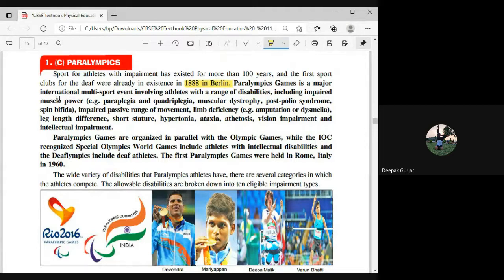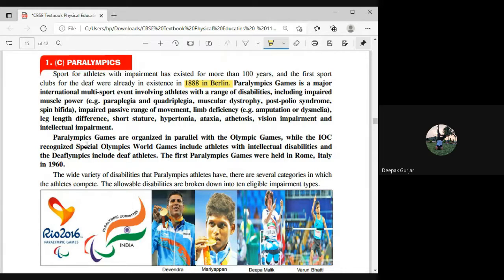These include muscle power deficiencies, difficulties in walking, paraplegia, quadriplegia, muscular dystrophy, post-polio syndrome, spina bifida, impaired passive range of movement, limb problems, amputation, dyslexia, leg length difference, shorter stature, hypertonia, ataxia, athetosis, vision impairment, and intellectual impairment. Those who have these are children with special needs. They can participate in the Paralympics.